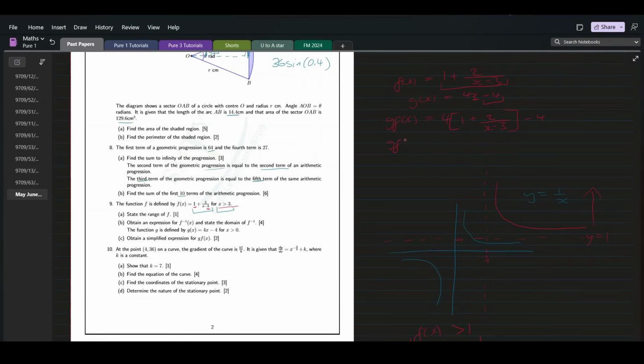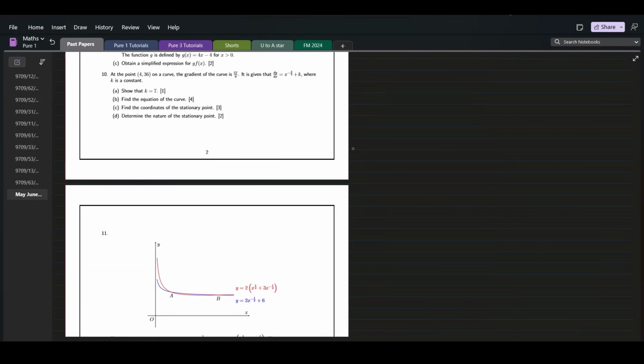So g(f) of x, if we expand, we've got 4 times 1, that's 4. Then 4 times 2 here, that will be plus 8 over x minus 3 minus 4. And the 4 will cancel out with the negative 4, and so you end up with g(f) of x is equal to 8 over x minus 3, and that would be the final answer. Let's move on to number 10.